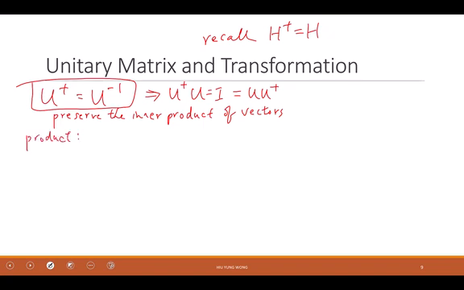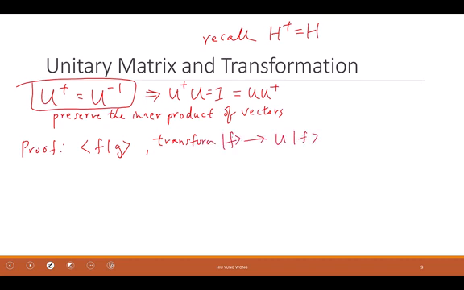So assume, no, this is the proof. I have two vectors, F and G. What is this? Inner product between F and G, right? It can be any vector. Okay. So I'm going to transform F to UF. Does this make sense to you?